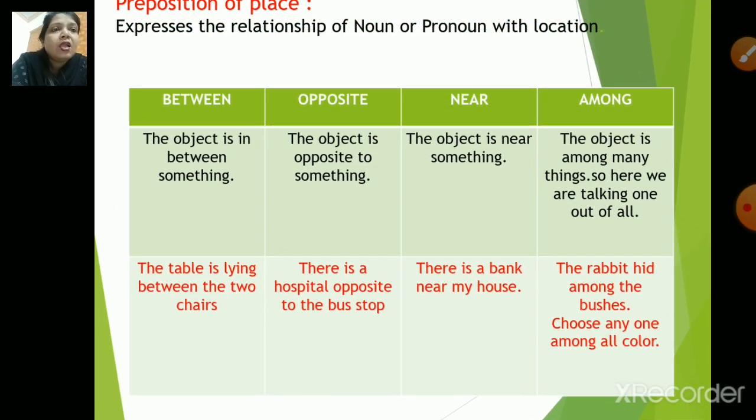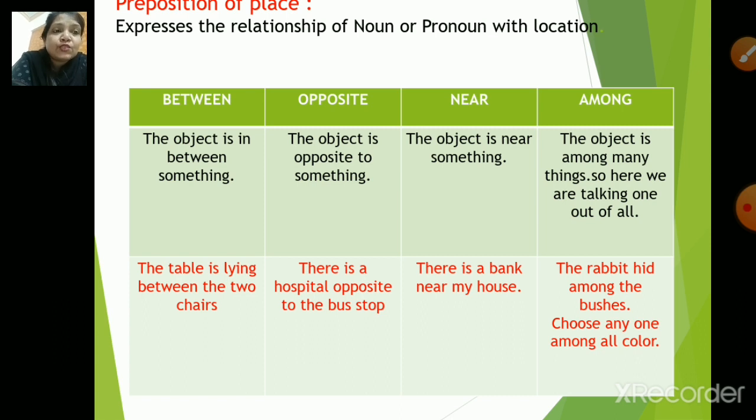Next one. Among. Now over here, children, the object is among many things. So here we are talking about one out of all. Now, for example, the rabbit hid among the bushes. So there are many bushes, right? And the rabbit hid among the bushes.